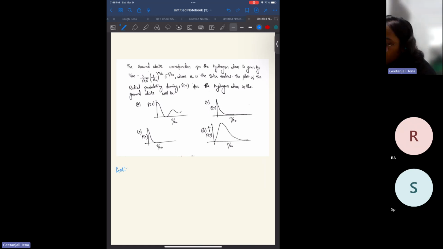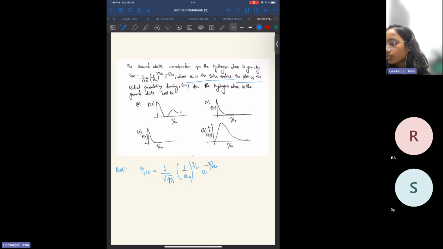So this problem is based on the graphical representation of radial probability. It is given that the ground state wave function for the hydrogen atom is psi_100 = 1/√π (1/a0)^(3/2) e^(-r/a0), where a0 is the Bohr radius.